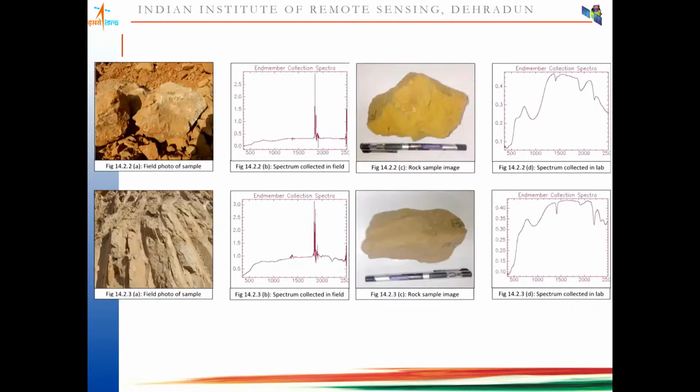So these are some other examples we have collected. These are the rock samples, the field spectra and the rock spectra. Some variations can be seen over here. If you normalize or subset this noise, the spectral features will be highlighted, and those are the same.